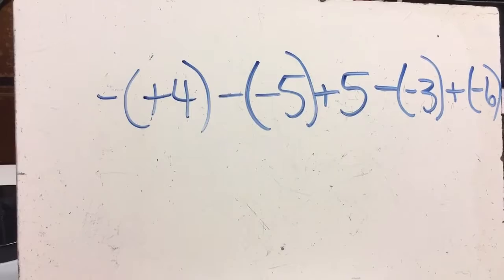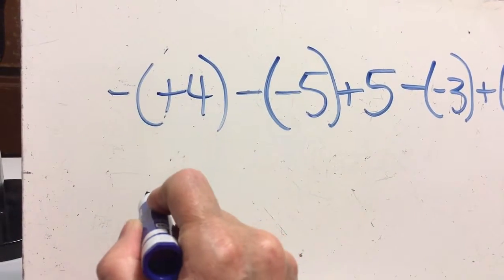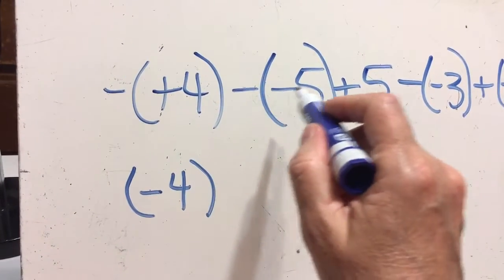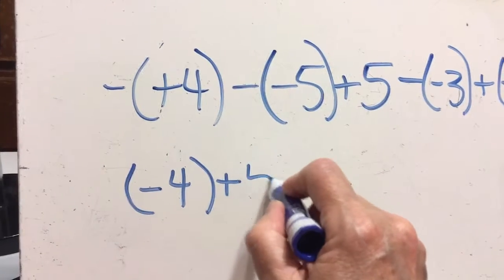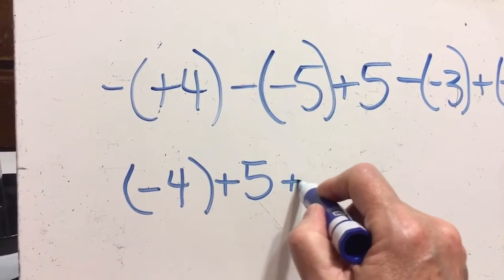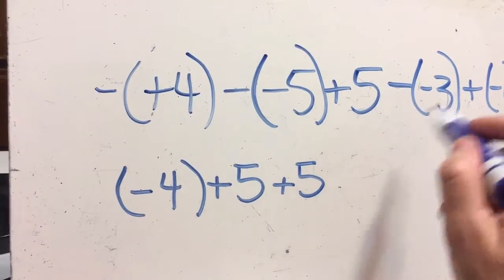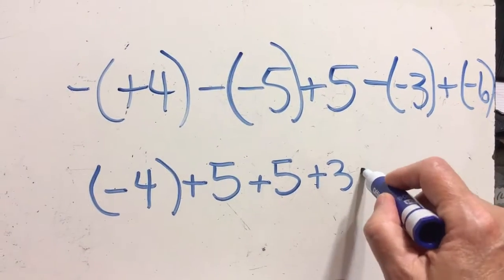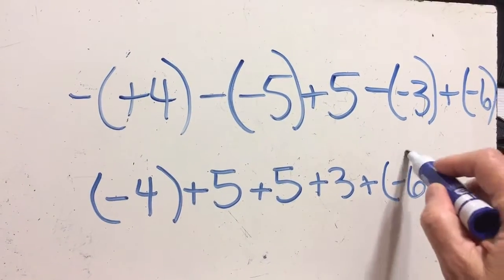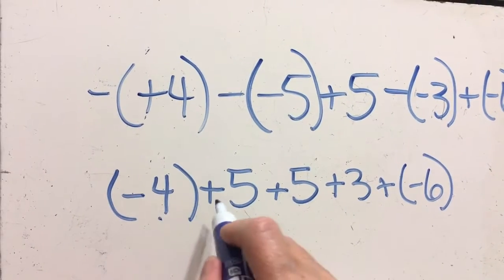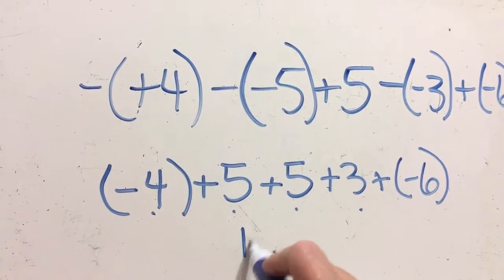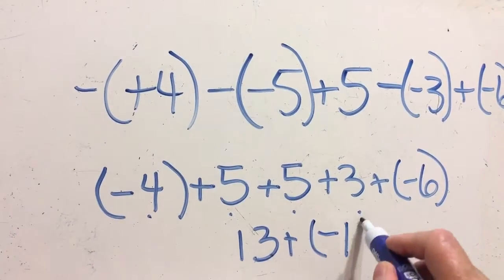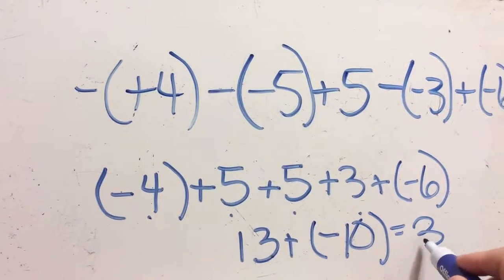This just looks messy, doesn't it? The opposite of a +4 is a -4. So let's just clean each one of these up. The opposite of a -5 is a +5. And then we have another +5. And the opposite of a -3 is a +3. And lastly, this one is written correctly. So now let's put our positives together. We got +13 plus a -10 is 3.